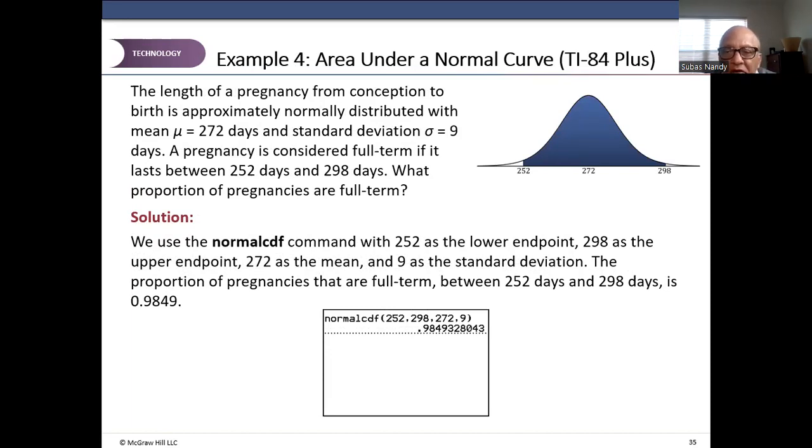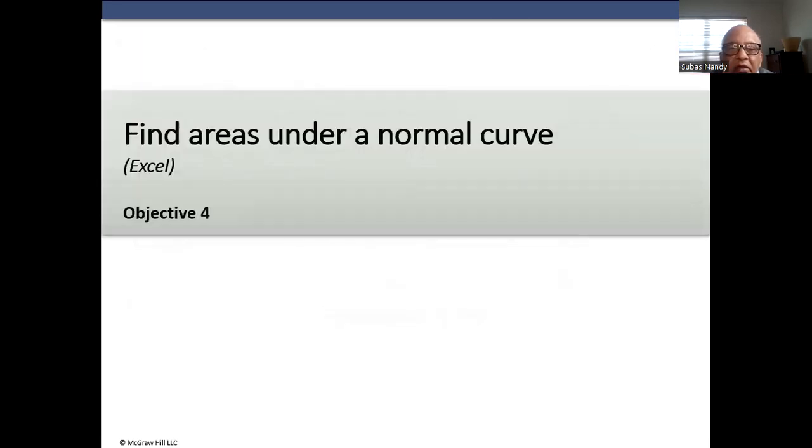My lower is now 252. My upper is 298. I do not change the mean and the standard deviation. I go to paste, hit enter and enter. What does it mean? 98.5% of the pregnancies will last between 252 and 298 days.